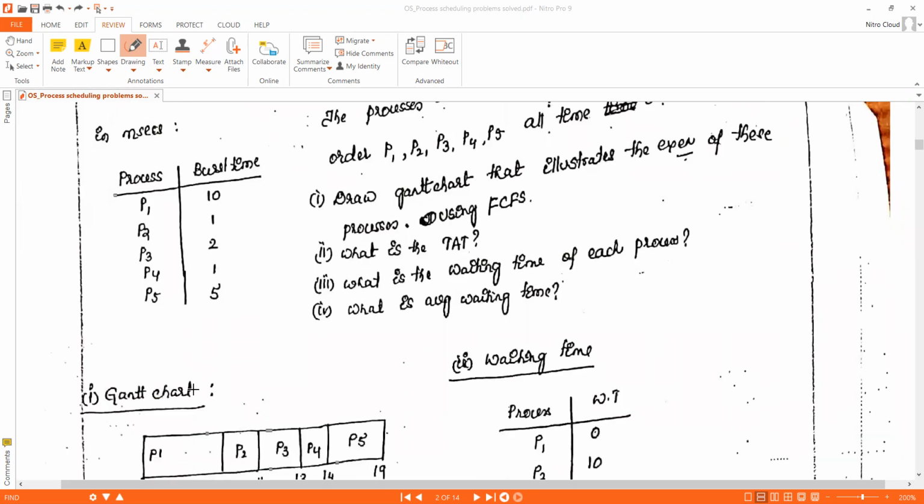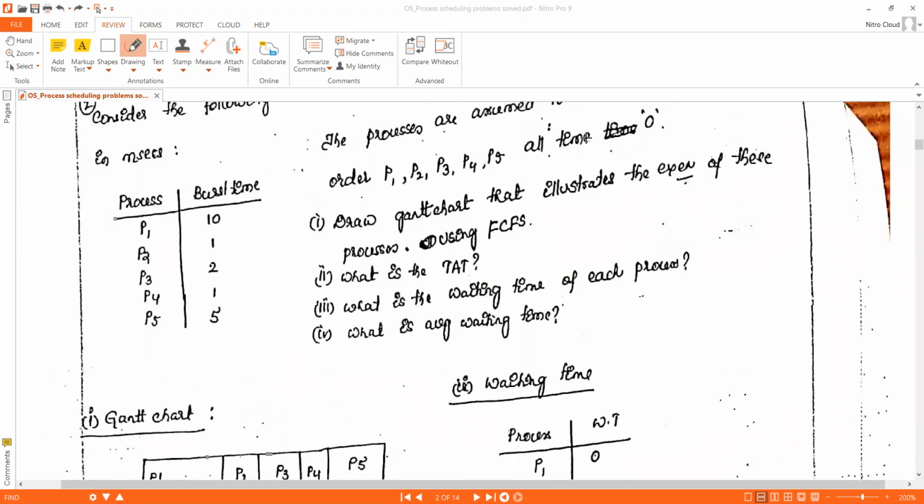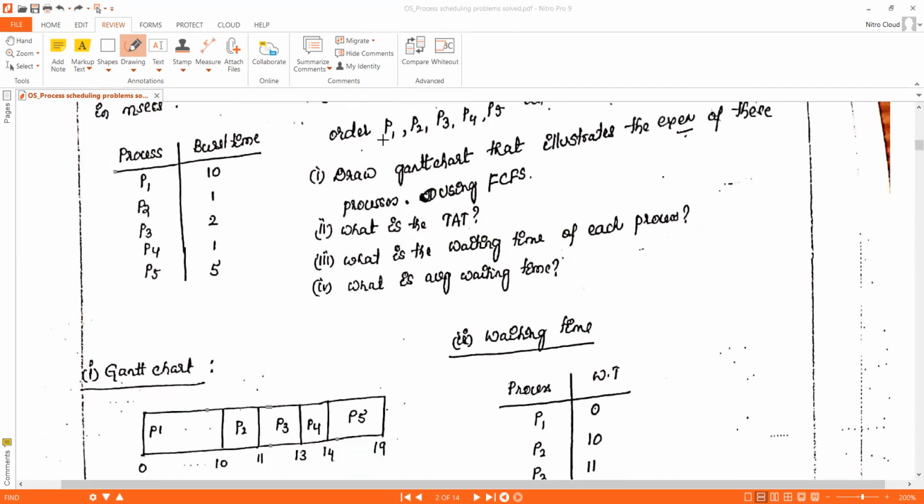First we'll draw the Gantt chart. In the question, it is given that all the processes arrived at clock time 0, but the order of arrival is: process 1 first arrived in the waiting queue, then process 2, then process 3, process 4, and process 5. So first in the waiting queue is process 1, and the CPU will be allotted to process 1. What is the burst time for process 1? It is 10 milliseconds. So process 1 will be executed by the CPU for 10 milliseconds.